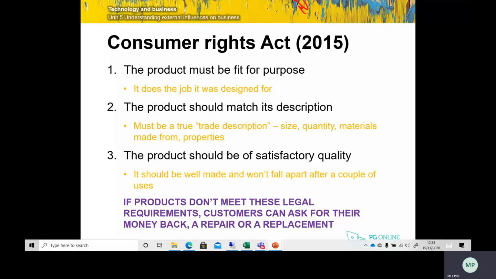However, at the very least, the product should be of satisfactory quality. It shouldn't break after a couple of uses. I'll give you an example. Bought a pair of jeans a couple of years ago. I remember this specifically. And I don't know about you, but when I buy jeans, it's difficult to get exactly the right size. Maybe I've got weird length legs and a weird size waist. But anyway, I found this pair of jeans. I tried them on. They were perfect. And I was so pleased. Absolutely perfect pair of jeans.